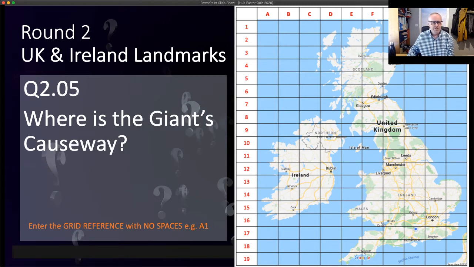Okay, question number 5. Where is the Giant's Causeway? That's definitely somewhere on my bucket list that I've not got to yet.